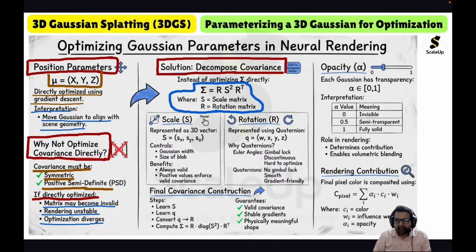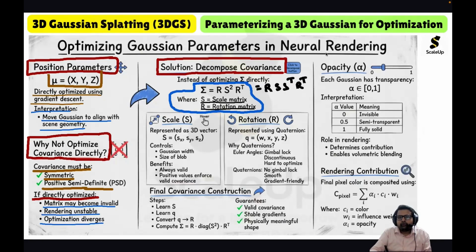So S is the scale matrix, R is the rotation matrix. So what we did is, sigma is equal to R S S transpose R transpose. So this is the formula. Now in the covariance matrix, the diagonal is the S. We call it the scale. Here S is the scale matrix and R is the rotation matrix.